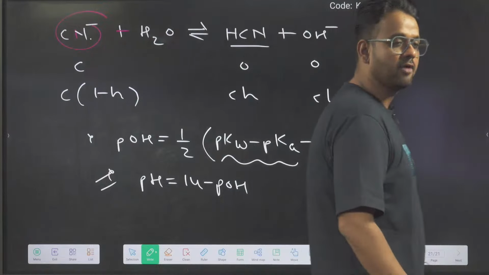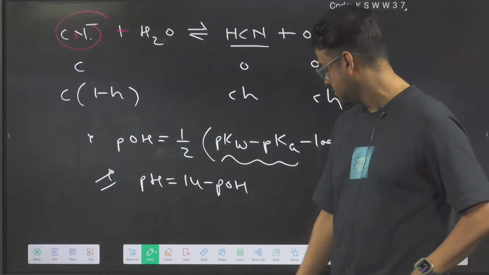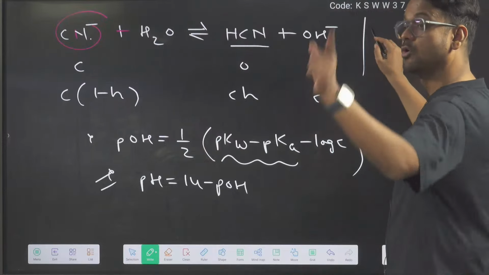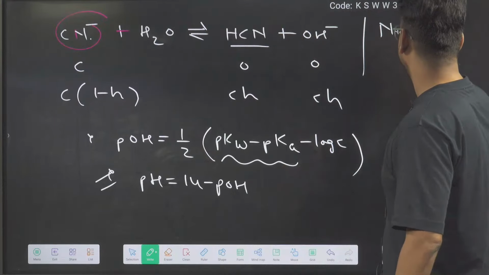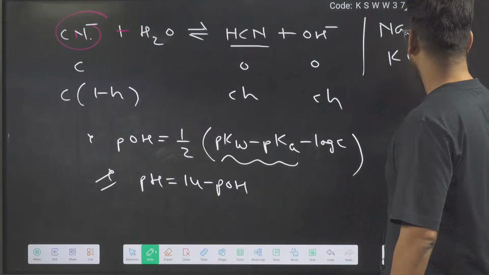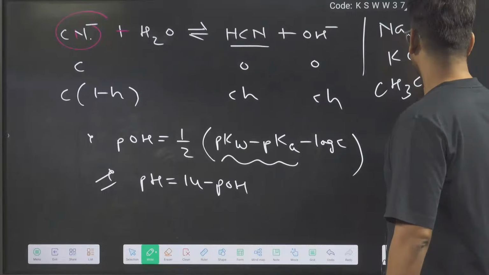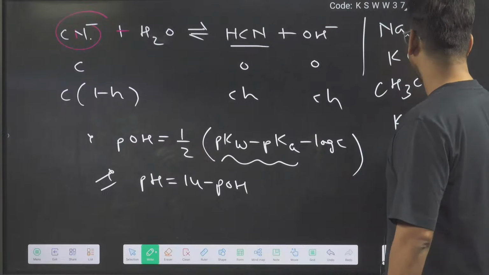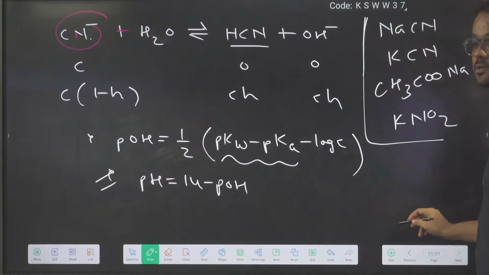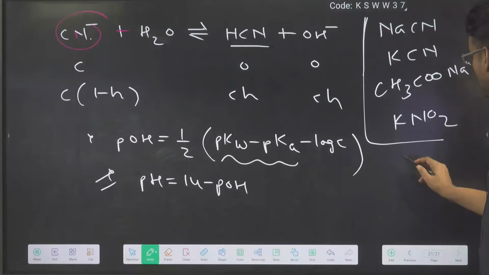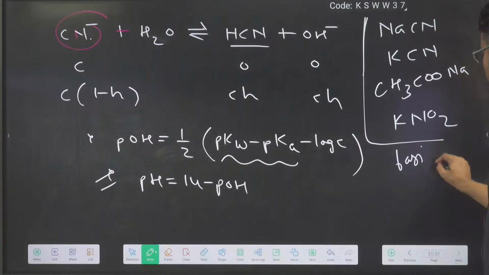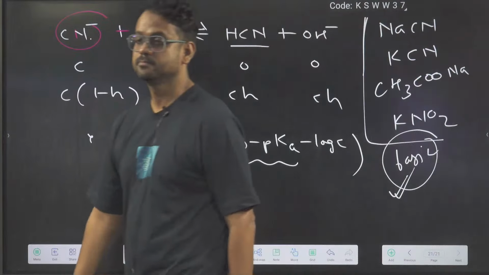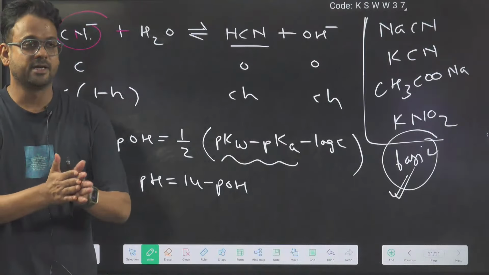So we have tried to cover the most important cases. Which salts are of this type where only anionic hydrolysis is happening? NaCN, KCN, sodium acetate, KNO2. All these salt solutions would be basic in nature. Is it okay, everybody?